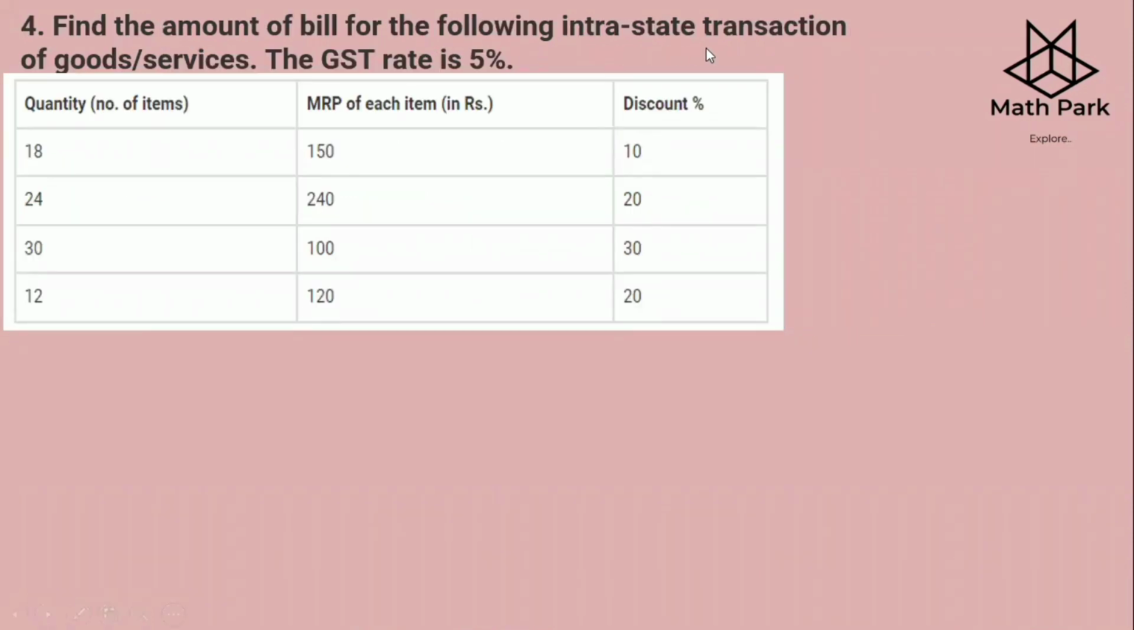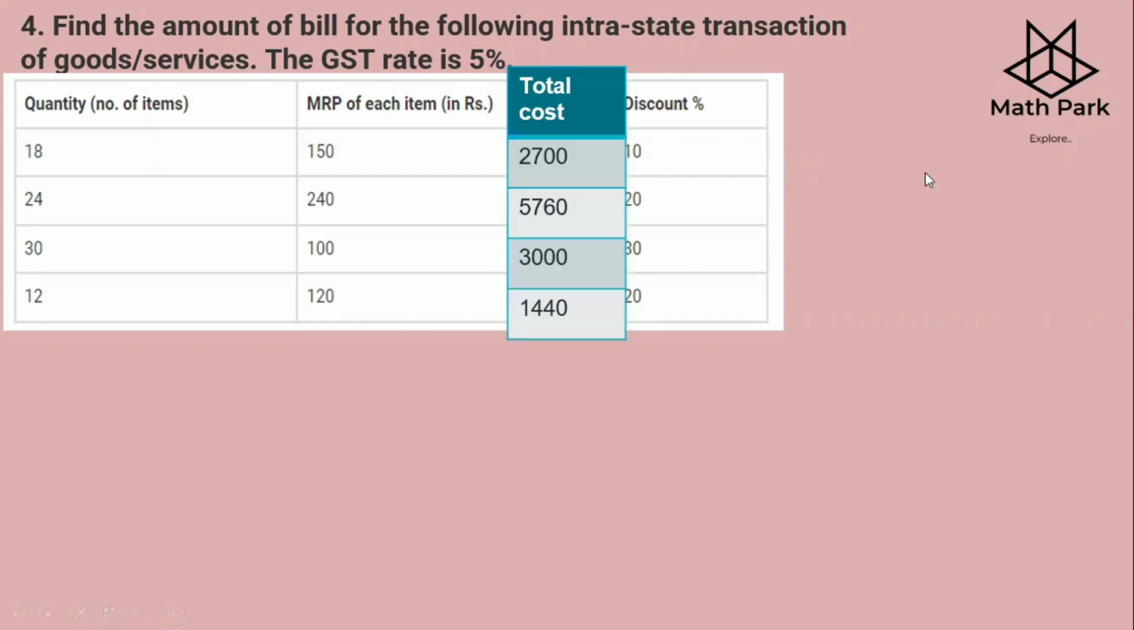Find the amount of bill for the following intra-state transaction of goods and services. The GST rate is 5%. So now it is intra-state. The quantity and the number of items is given to you, and the MRP on each item is given. Let us first find the total cost over here. Let us insert the column here.